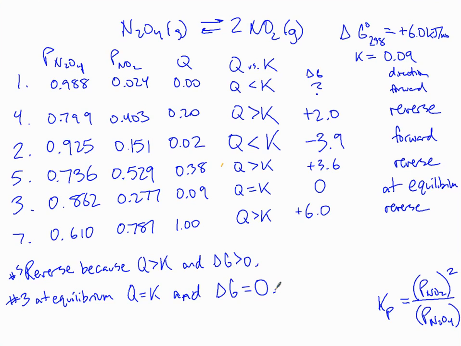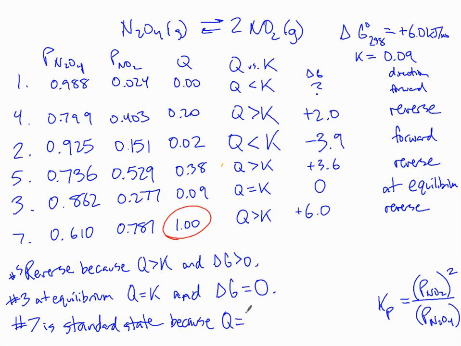Got a few people looking it up. Did we find it yet? Which one is a standard state? And the answer to this one, number 7, is standard state. The reason we know this is because, here it is, Q is equal to 1. Q equal to 1 is one of our conditions for a standard state.